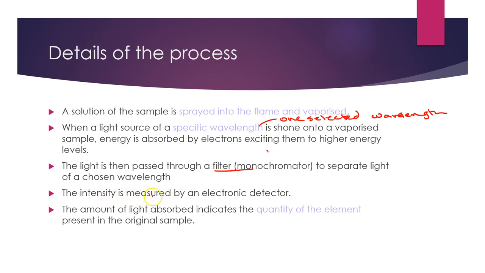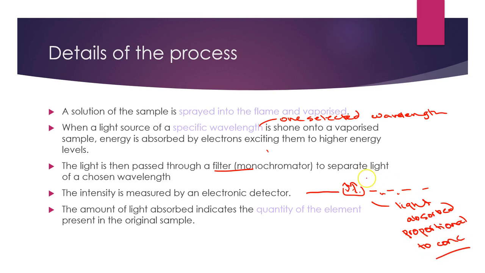And then the intensity of the light is measured by an electronic detector. So essentially, the light comes in, it passes through the sample, it's been selected, and then it measures the light that comes out the other side to see if we've lost any of that light. And of course, any light that is absorbed by this sample will be missing as it hits the detector out the other side. So the amount of light absorbed indicates the quantity of the element present in the sample because the light absorbed is proportional to concentration.